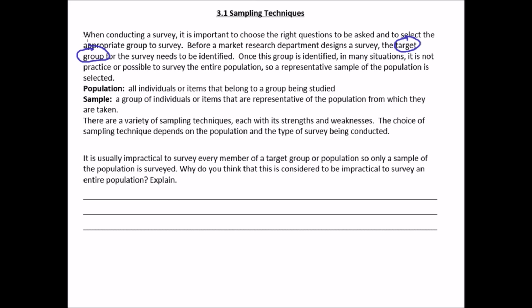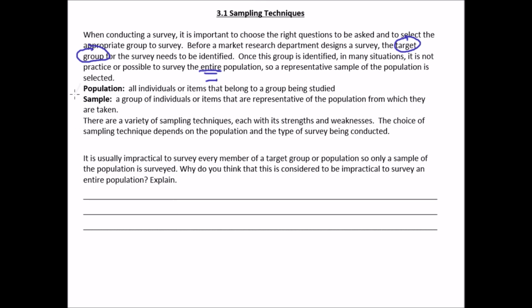You're not going to survey people who like gymnastics about, I don't know, football equipment. Once this group is identified, in many situations, it's not practical or possible to survey the entire population. So a representative sample of the population is selected.